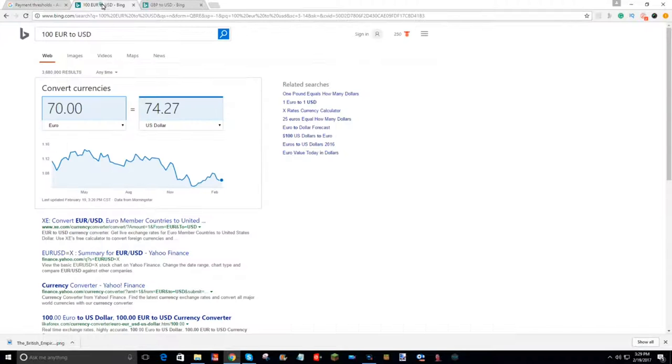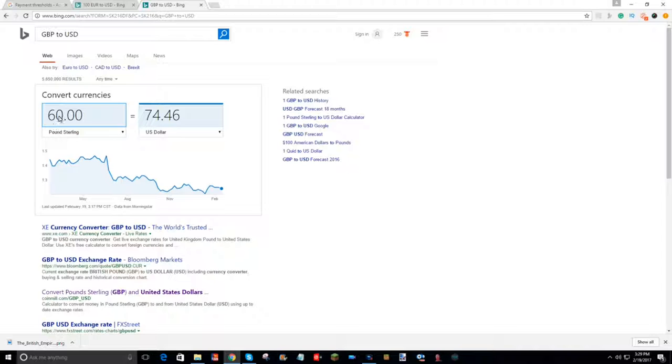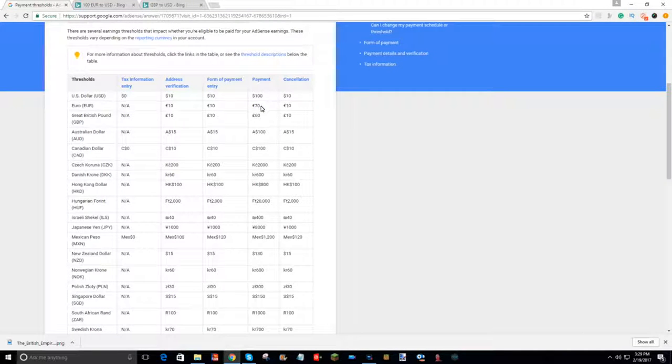So if you go to euros, right, 70 euros, because that's how much you make, is 74 US dollars. And 60 Great Britain currency is 74 US dollars. So according to this chart, they only have to make 74 US dollars before they get paid anything, whereas people in America have to make 100 US dollars before they get paid anything. Now yeah, they get paid more, but they have to make more first.